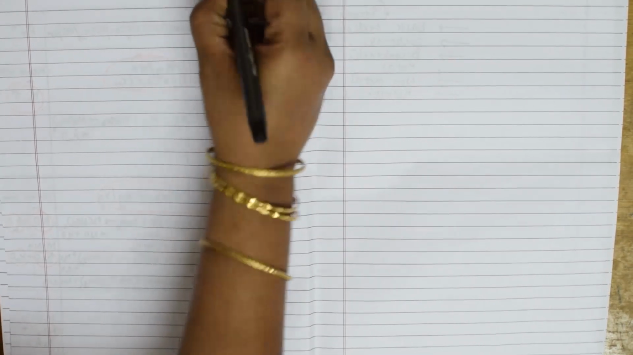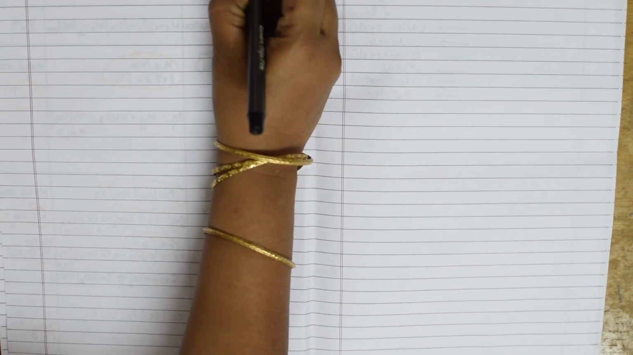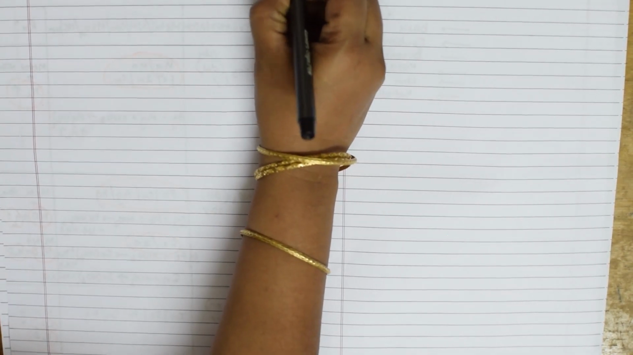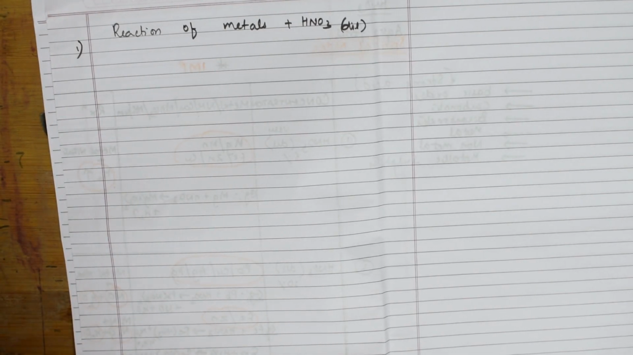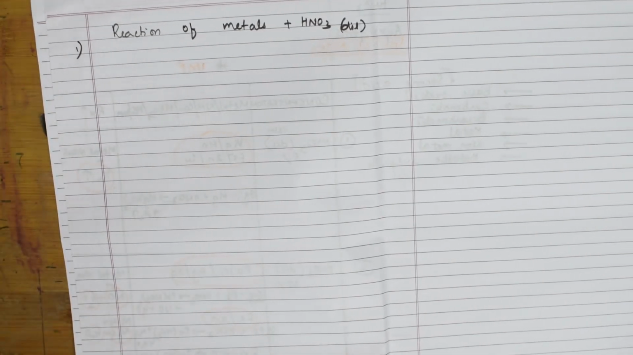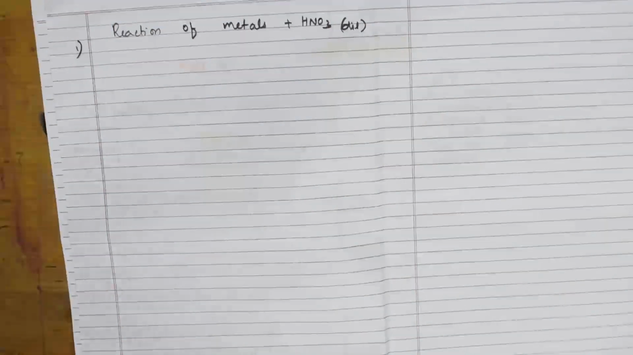Reaction of metals with, let me take one more pen of mine. Yes. Suppose I am taking reaction of metals plus dilute HNO3, that is dilute. I am taking the first condition, very dilute, and I'm showing you the reactions. Right, students, hope the heading is clear. So when I take very dilute reactions, let us take different metals which I have told you.